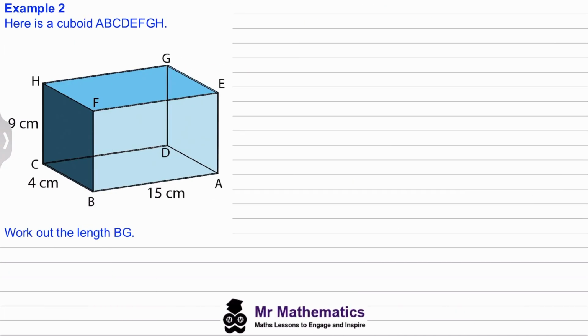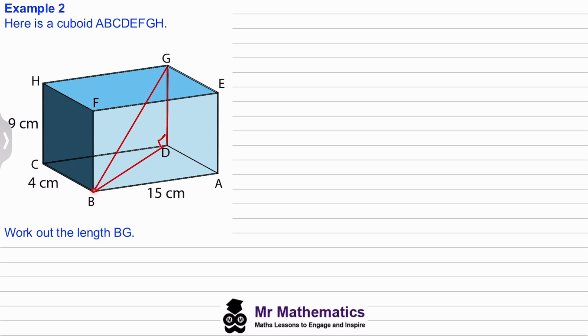For example 2, we've been given this blue cuboid, and we need to work out the length BG, which is this length here. Can you identify which two other sides would give us this as a right-angled triangle? This would be BD and then DG. Our right angle would be at D.